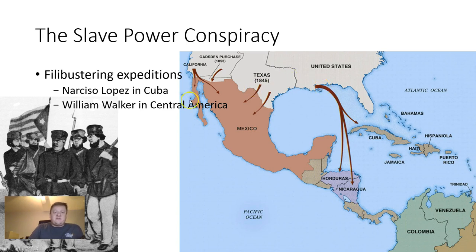And then a few years later, each of them built new armies and tried again. That's why we've got multiple arrows here. Narciso Lopez went to Cuba, I think 3 times. On the 3rd time, they finally just put him up against a wall and shot him. Didn't send him back to the U.S.